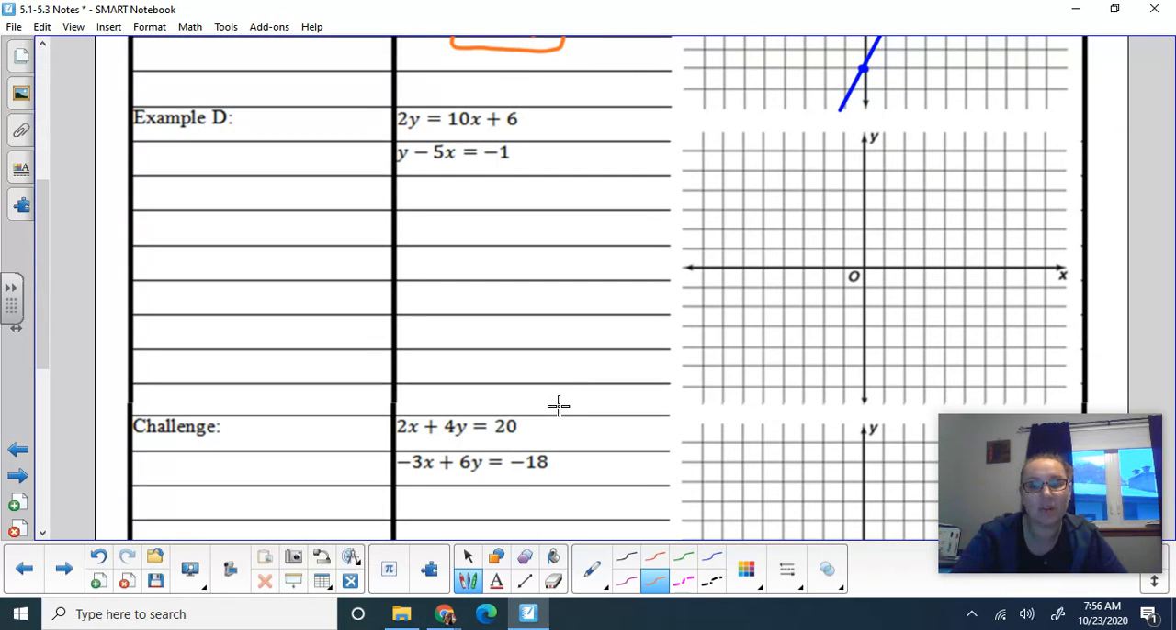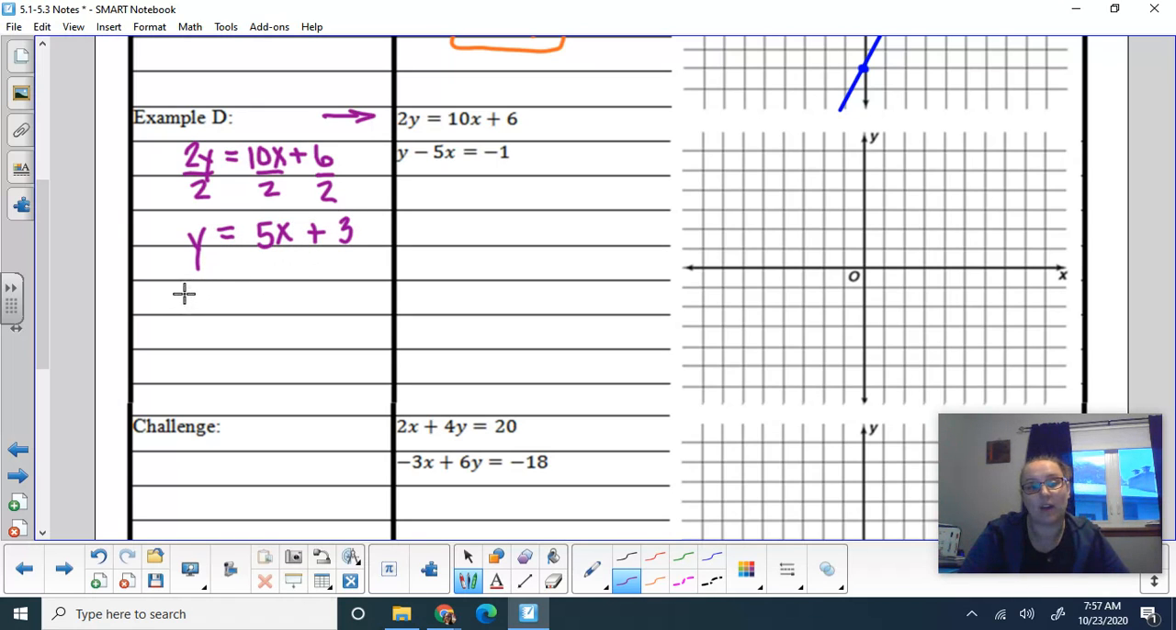On the next example, we're going to start off with having to do a little bit of work up front. So notice in this equation that y is not by itself. And so in order to get y by itself, I'm going to need to do a little bit of work. So we have 2y equals 10x plus 6. I need the y to be by itself, and in order to do that, I need to divide everything in my equation by 2. Now I have 10 divided by 2, which is 5x, plus 6 divided by 2, which is 3.